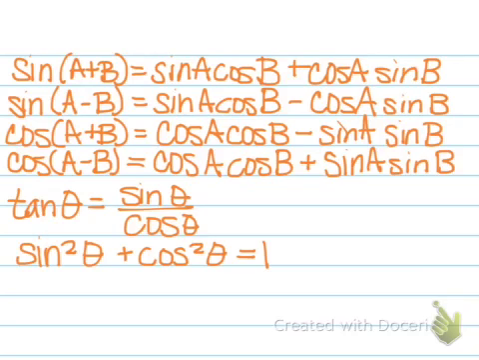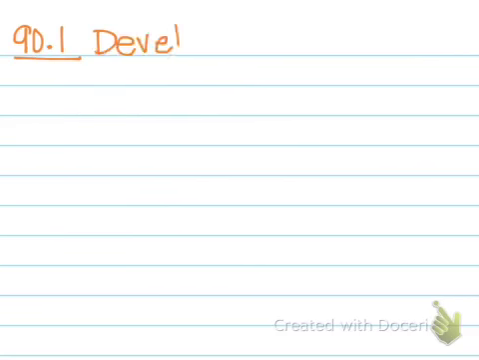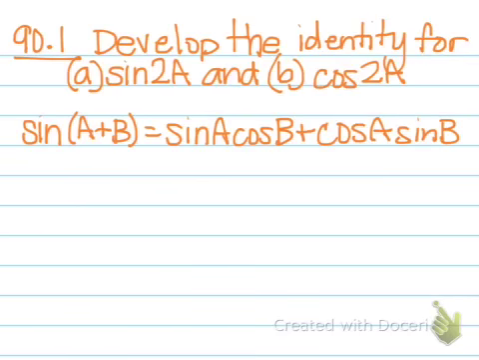Then we just need to remember the tangent of theta is equal to sine of theta over cosine theta. And the other thing that we will need for this lesson is the knowledge that sine squared theta plus cosine squared theta equals 1. Okay, so this says develop the identity for first sine of 2a and secondly cosine of 2a.